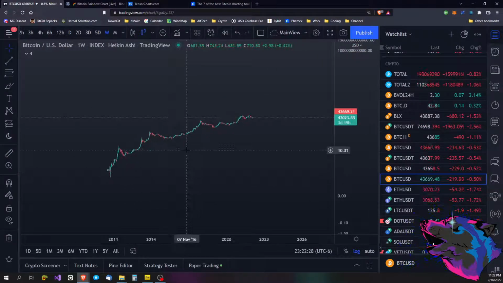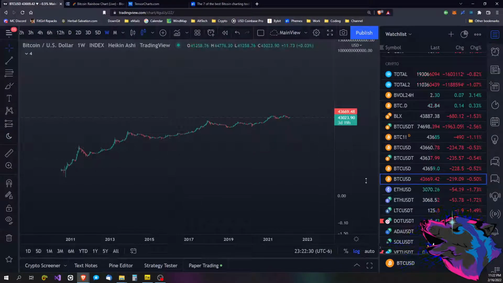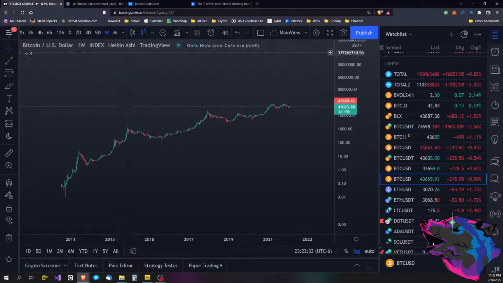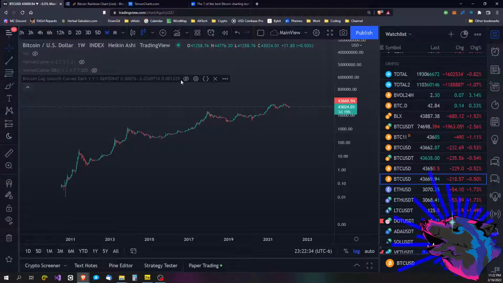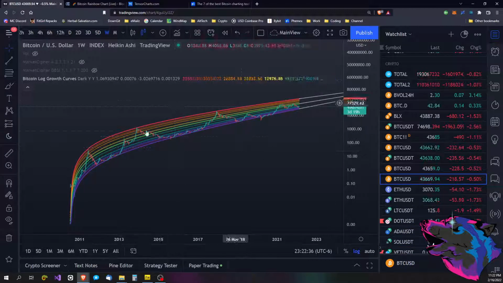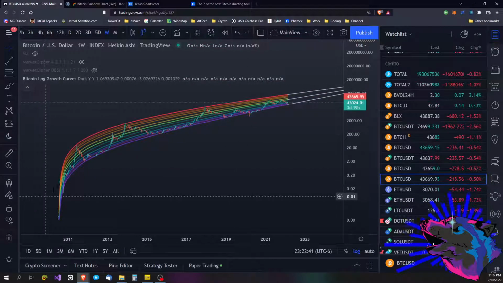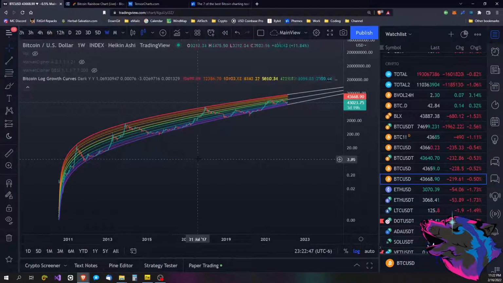But there you go. There's Bitcoin in a nutshell right there for you. And if you are using these log curves, best to do it on an index like this where you have the entire history going back. And if you are trying to search, obviously it has a similar name, BTC USD.